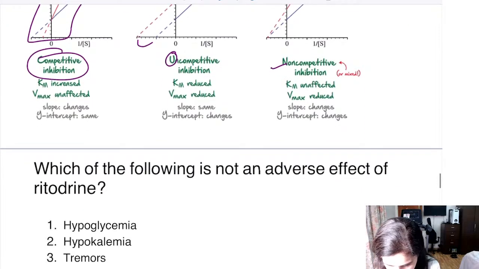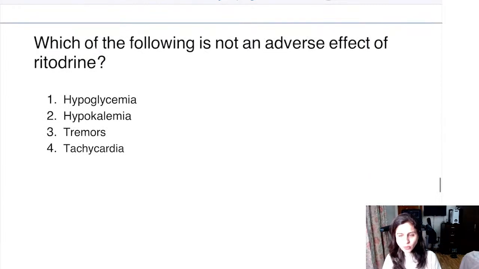Okay, now let's go on to some of the questions from the autonomic nervous system. So those were some from general pharma, and now some autonomic nervous system questions. Which of the following is not an adverse effect of Ritodrine? Whether it is hypoglycemia, hypokalemia, tremors, or tachycardia.